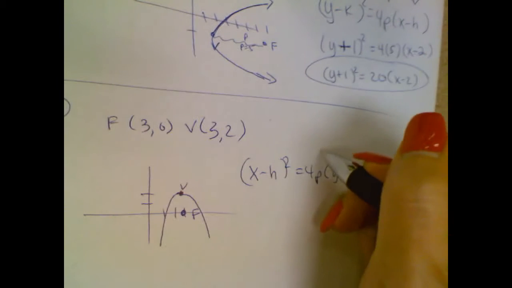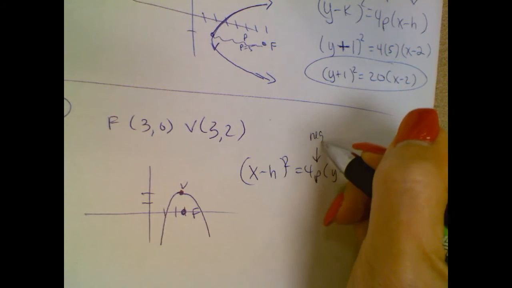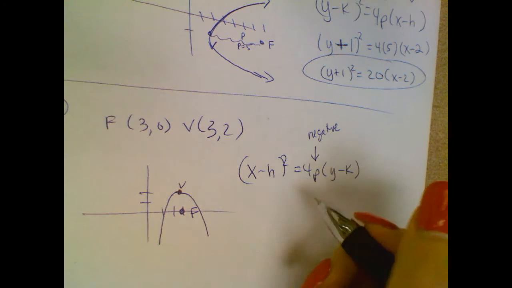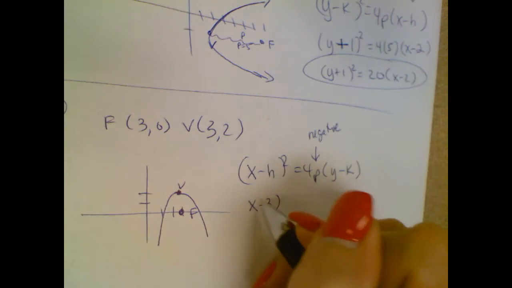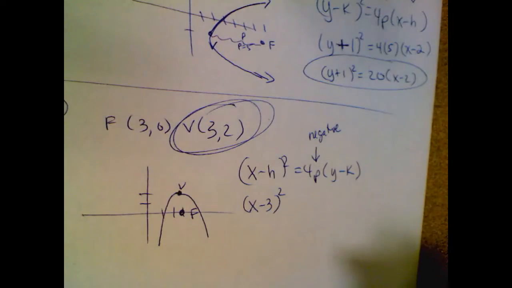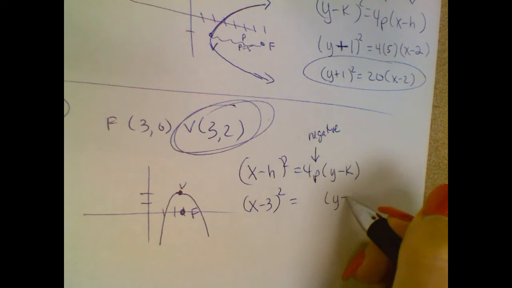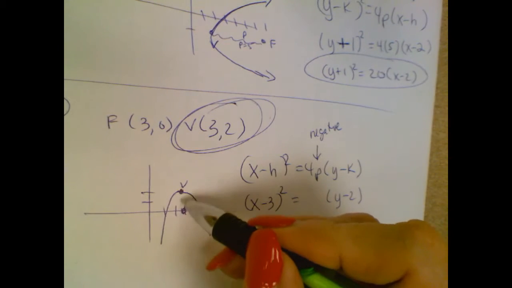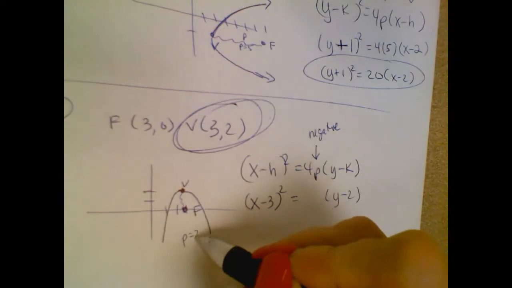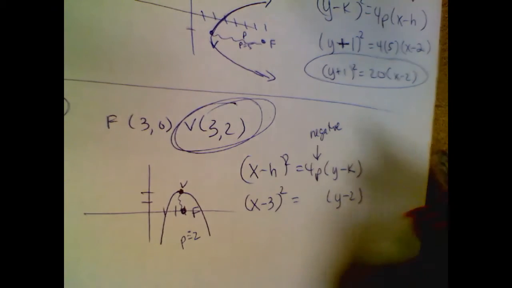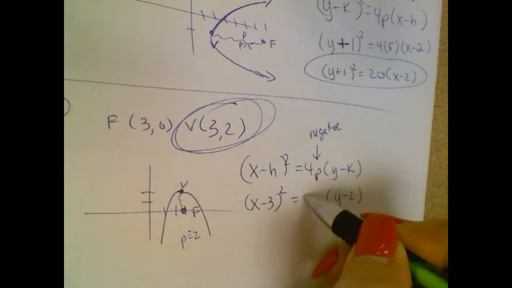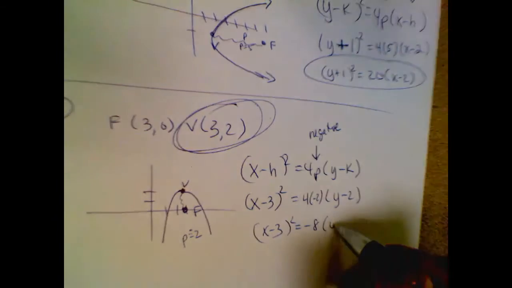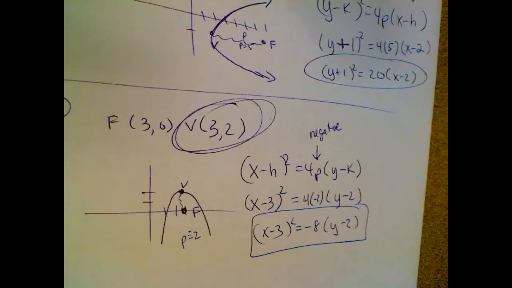Now, we need to know our vertex, but we also need to know that this p is negative because it's opening down. Sometimes that's a trick thing. So first with the vertex: (x minus 3) squared, because the vertex is right here, equals... Now for the p, what is the distance from vertex to focus? It is 2, but it's really negative 2 because it's going down. So this is going to be 4 times -2, which is -8, times (y minus 2). There's your problem.